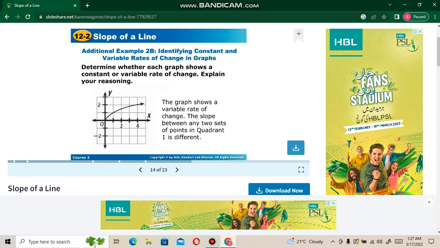Additional example 2b, identify constant and variable rates of change in graphs. Determine whether each graph shows a constant or variable rate of change. Explain your reasoning. The graph shows a variable rate of change. The slope between two sets of points in quadrant 1 is different.